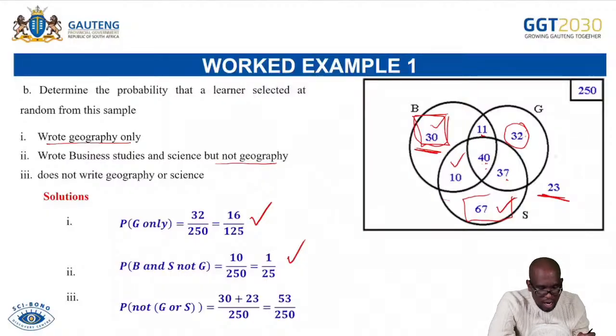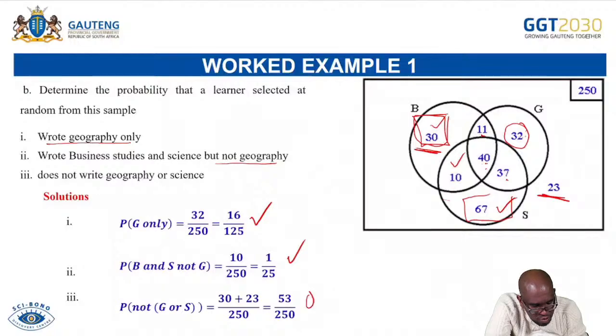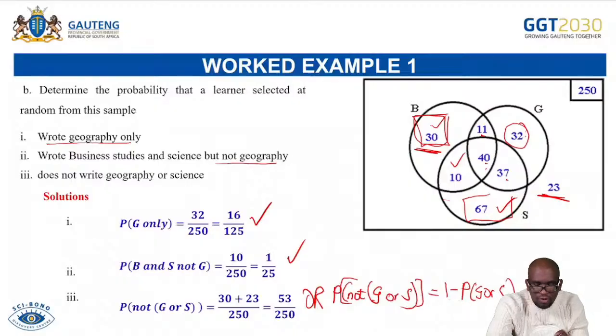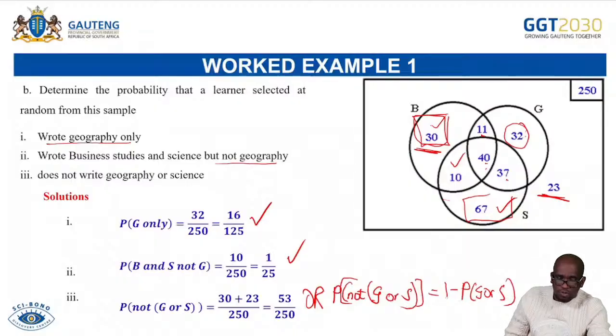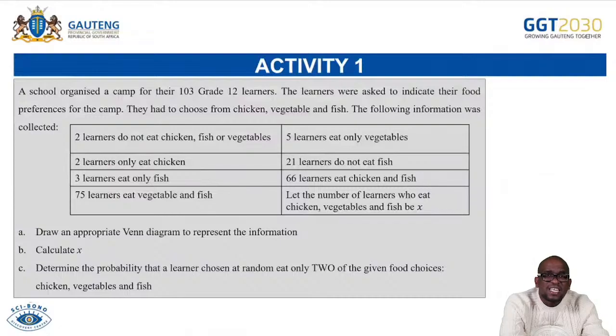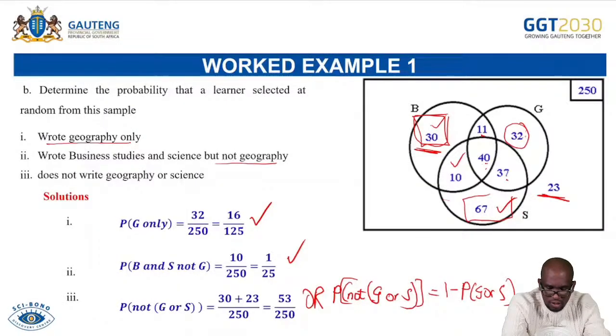All right. So alternatively, you can also use here the probability of not geography or science. Okay, this would be equals to 1 minus the probability of geography or science. All right. So you are going to perform the calculation that way. That's an alternative. So that's how you work with a Venn diagram with 3 sets. All right. Let's go back.